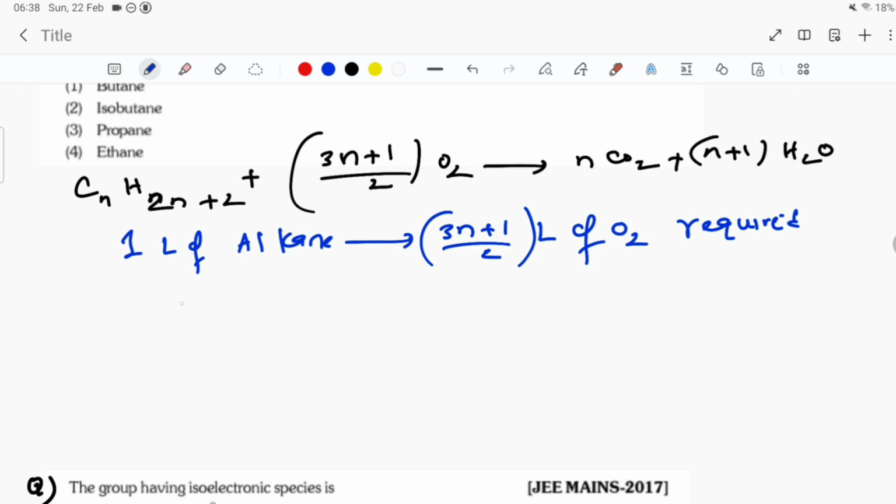Then if it is for 25 liters, 5 liters of alkane. 1 liter, (3n+1)/2. So now we need to consider how much we need. 1 liter, (3n+1)/2 liters. Then 5 liters, how much we need here, that we need to first clearly observe overall. They mention here 5 liters of alkane requires 25 liters of oxygen for its complete combustion. Okay. So now how do we need to proceed? Once think, everyone. Instead of going directly for solution, CnH2n+2 plus (3n+1)/2 O2 gives nCO2 plus (n+1) H2O. 1 liter of alkane requires (3n+1)/2 liters of O2, because it is a balanced chemical reaction.